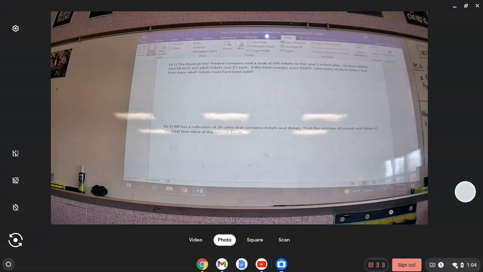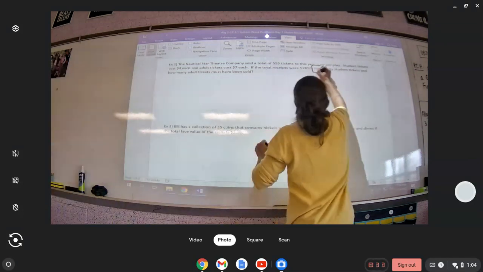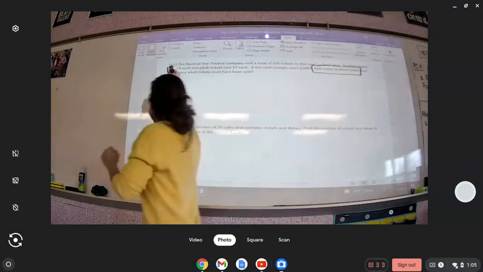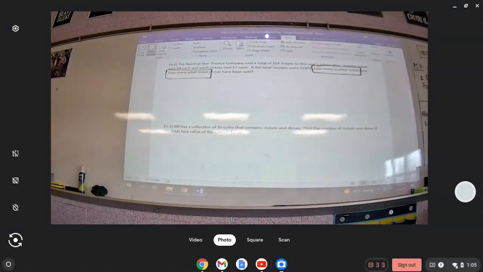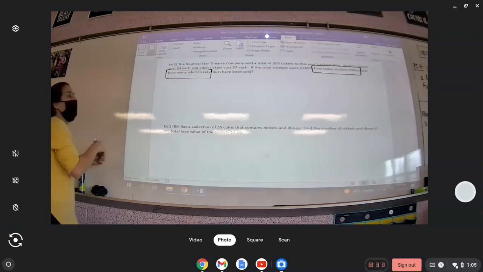Are we ready? What have you just been asked to find? How many student tickets and how many adult? Okay, that's the big question. How many student tickets and how many adult tickets have been sold? That's what we have been asked to find, and we do not know. So what would be a good variable to use to represent the number of student tickets that sold? Everybody can say it. S.